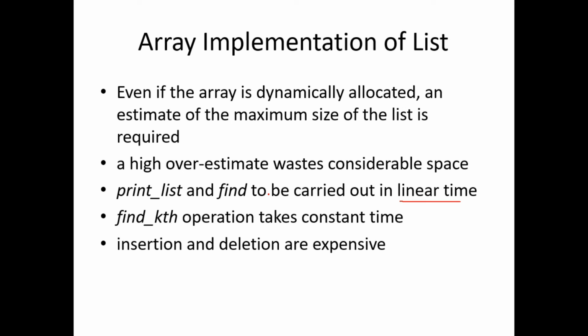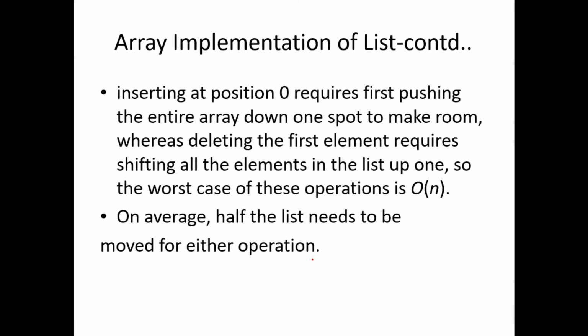Then find kth will take only constant time for whatever element you want. But in this array implementation of list, insertion as well as deletion are very expensive. Why do we say this is very expensive? Listen, if you want to insert an element at position 0, and we have 10 elements in the list, and now we are inserting an element at the front of the list, that is at position 0, what will happen?